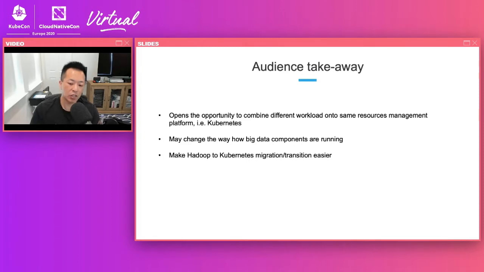Second, it may change the way big data infrastructure is run. A lot of Hadoop native distributed frameworks are now running natively on Kubernetes. For example, Spark and LinkedIn's open sourced Samza. And the last, it makes the Hadoop to Kubernetes transition much easier, which kind of resonates with the very first point.